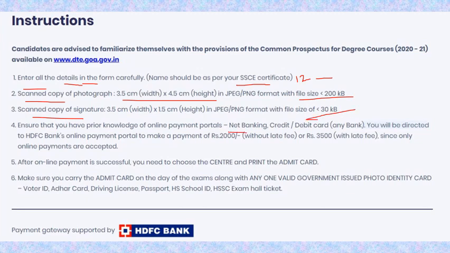Second thing, you should also keep ready so that you can make payment. You should have either net banking or a credit card or debit card. Any bank will work. Your fee is rupees 2000. This you need to know. It is starting from the 26th, that is from today, and it is going to go on. So if you are not filling within that date, you have to pay the late fee, that is rupees 3500. Otherwise the fee is 2000. Then after the online form is successful, you have to choose your center and print the admit card.